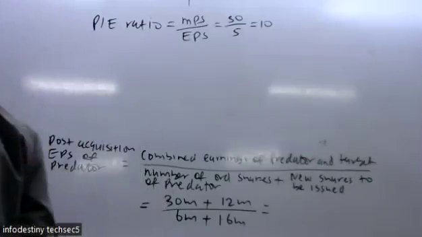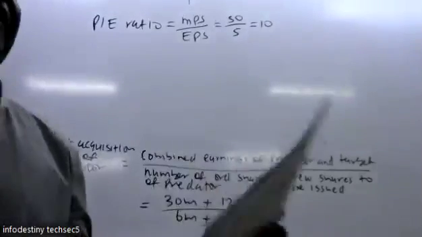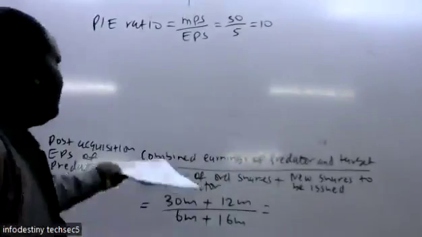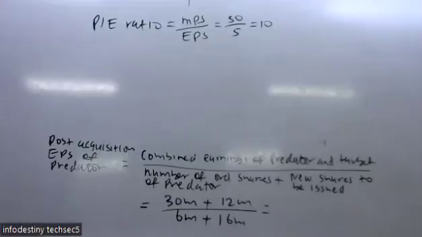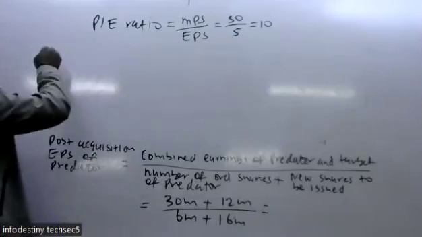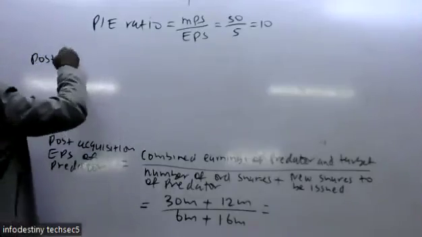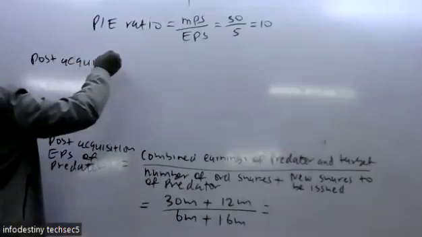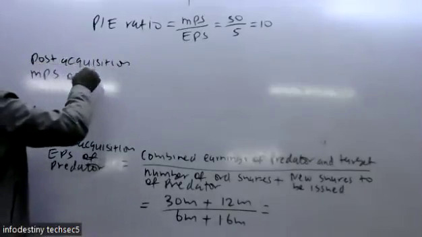The reason being, they have said to assume that Chilulu's price earning ratio will remain unchanged, before and after. So the same price earning ratio we have calculated will still be the same after that. So if I make market price per share the subject after the merger, that will be the same as the post-acquisition market price per share of the predator.